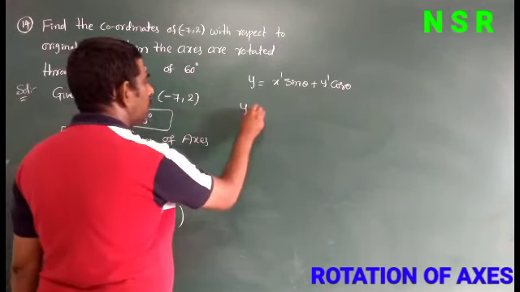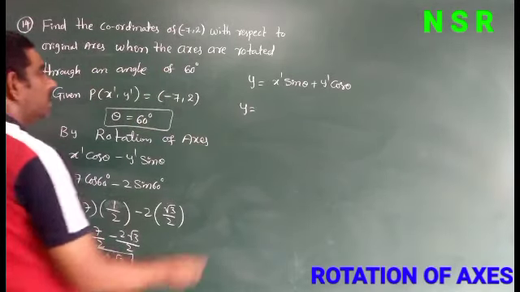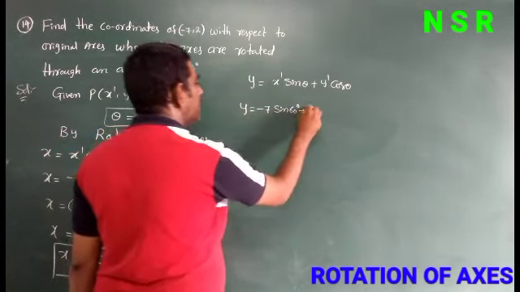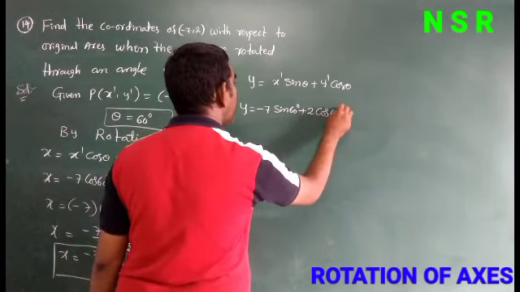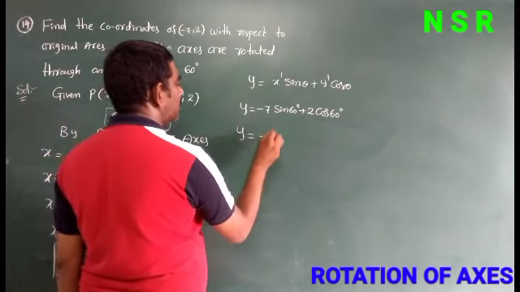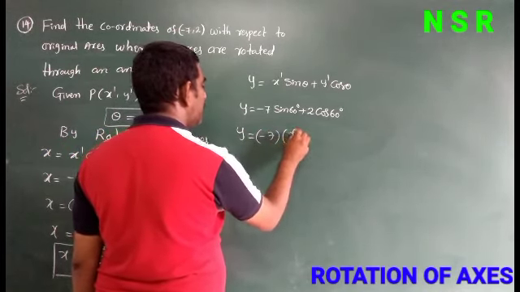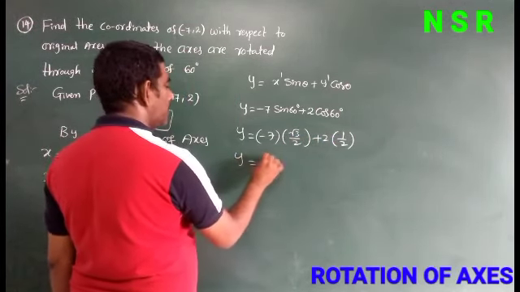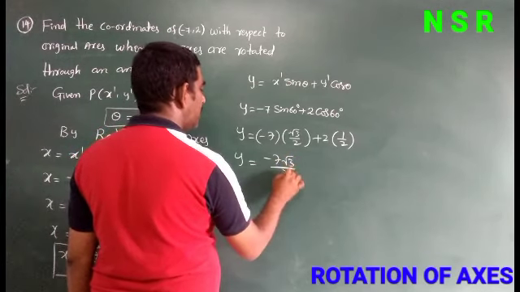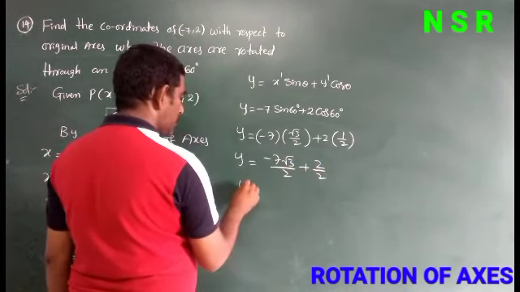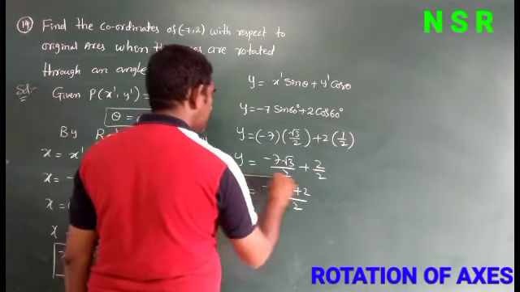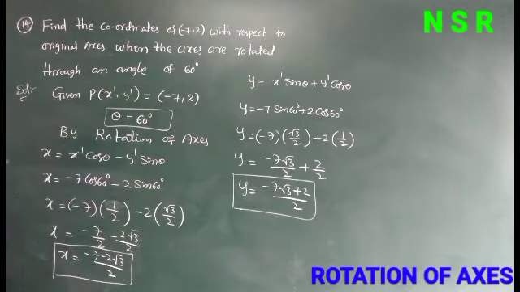Now y = x' sin θ + y' cos θ. So the x' value here is −7 into sin 60 plus 2 into cos 60. Now y = −7 into sin 60 value √3/2 plus 2 into cos 60 value 1/2, that is, −7√3/2 + 2/2. So (−7√3 + 2)/2. So this is the y coordinate. So these are the coordinates in the new axis.